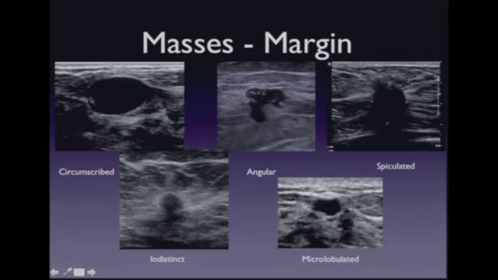Circumscribed, again, clearly defined margins. These are often benign. Indistinct, where here we have a hypoechoic lesion going to a hyperechoic rim, and it's very hard to determine exactly where the transition is between those, so the borderline is indistinct. Angular, you can see we've got several irregularities here in the mass with angular margins, again more suspicious for malignancy. Microlobulated, we've got several well circumscribed undulations, and a spiculated mass, where we've got multiple spiculations coming out of the mass, more suggestive of a malignancy.